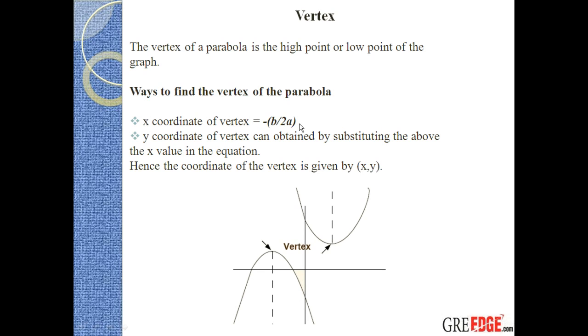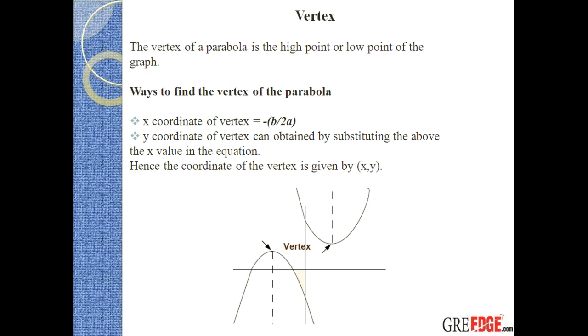So we know the equation of the parabola is y is equal to ax square plus bx plus c. In that a and b are constants. They are coefficients of x square and x. So the coefficient of x square, a, comes in the denominator to find the x coordinate of the vertex, which is given by minus b by 2a.